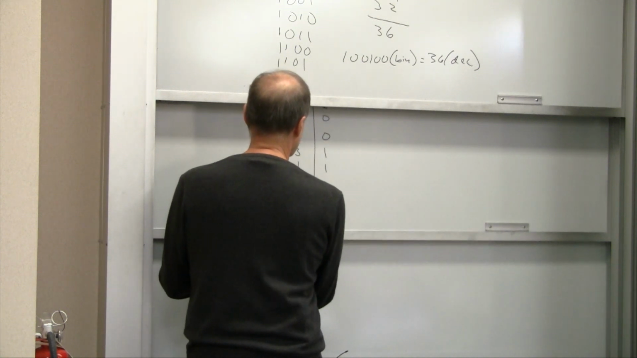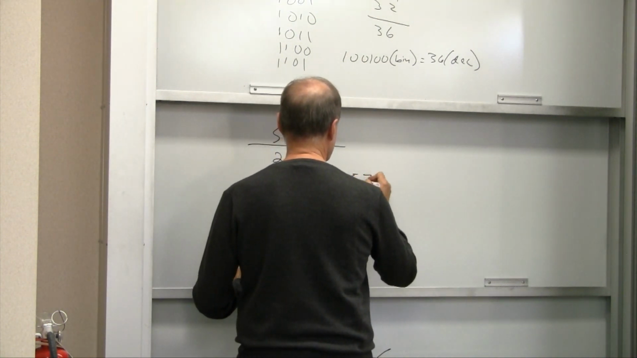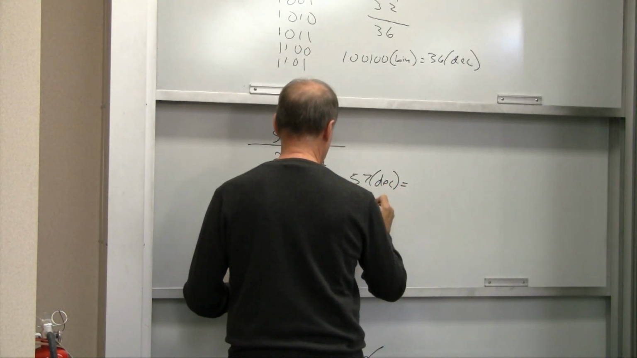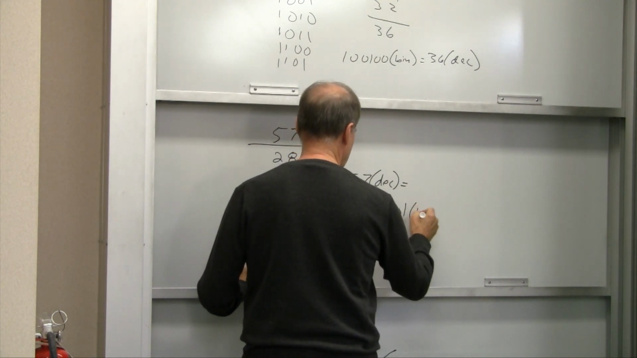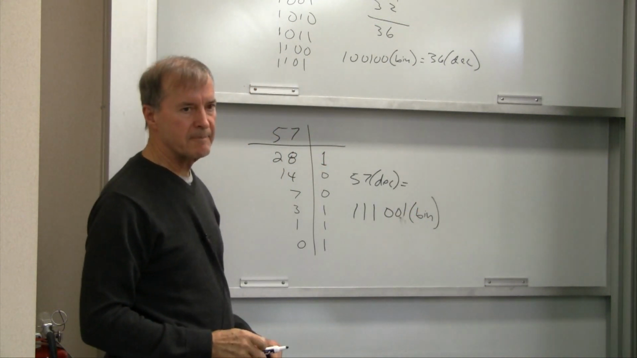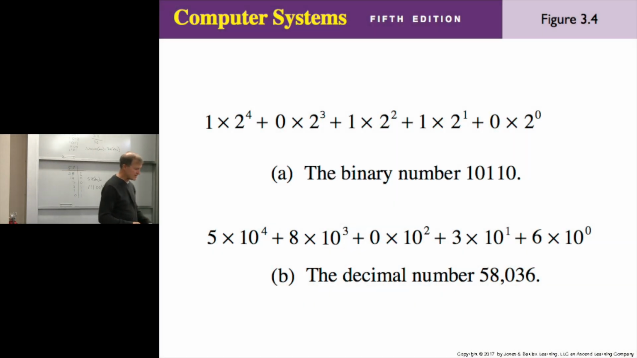So what this tells us is that 57 decimal equals 111001 binary. Now, does everybody see how that worked? Are we good?